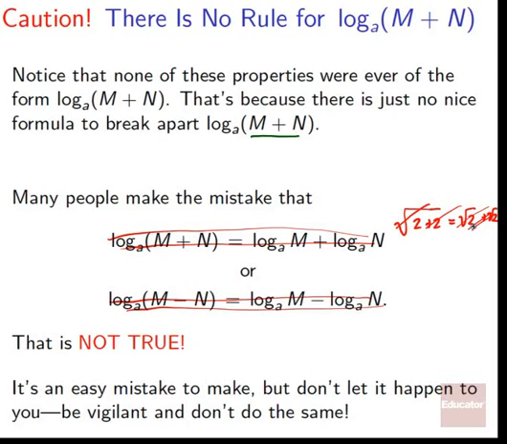It's an easy mistake to wind up making, but don't let it happen to you. Be vigilant. Watch out for this. Remember, it only works if it's m times n or m divided by n. If it's plus or minus, there's no special rules. You just have to work it out by figuring things out and simplifying, hopefully, if you can, like if they're actually numbers, but there's really no easy way around it.